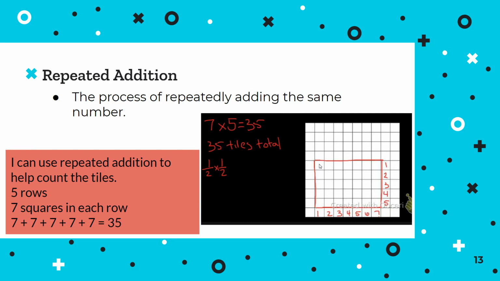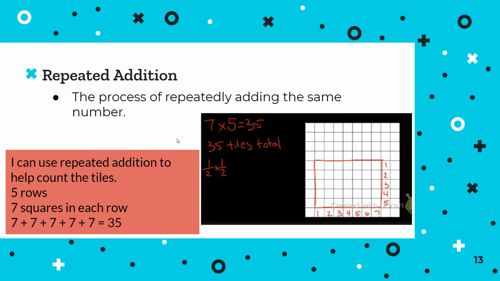So for example, they have this rectangle here that they want to find the area for. They have 1, 2, 3, 4, 5 rows, and in each row they have 1, 2, 3, 4, 5, 6, 7 boxes. So that's 5 rows, 7 squares in each row. They added 7 five times, which gets you 35. And they have it here, 7 times 5 equals 35.